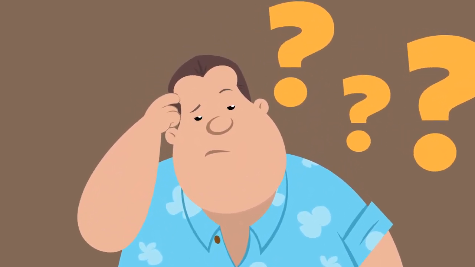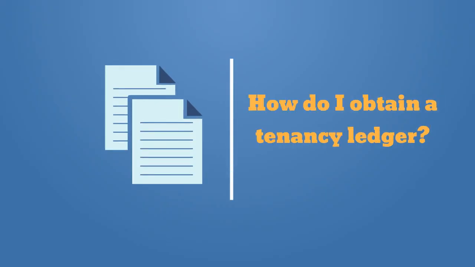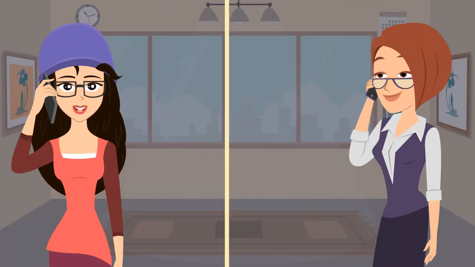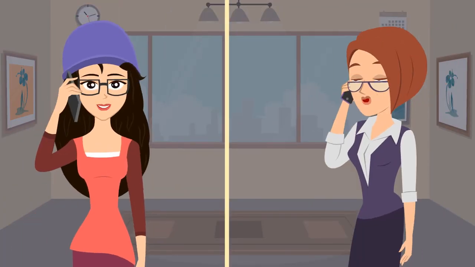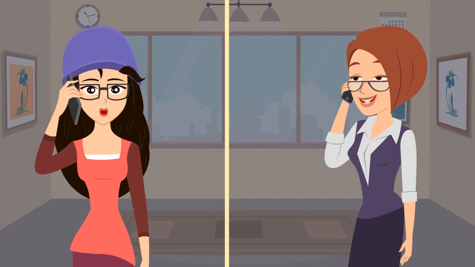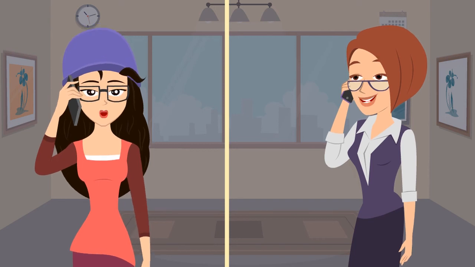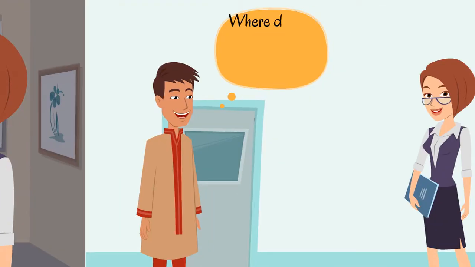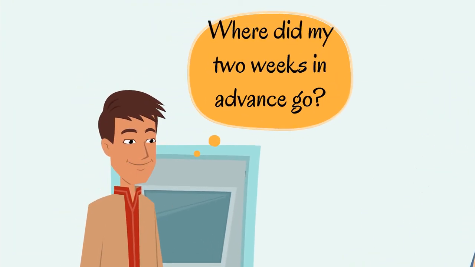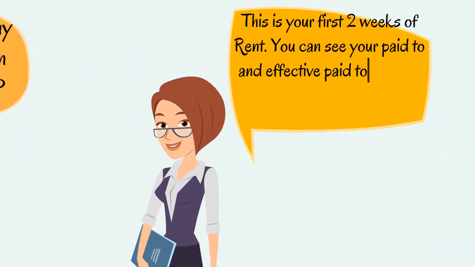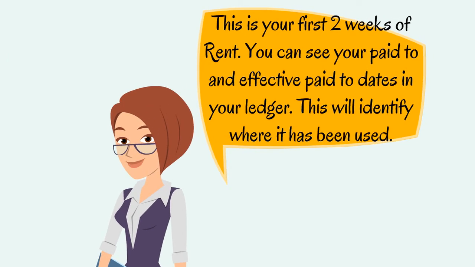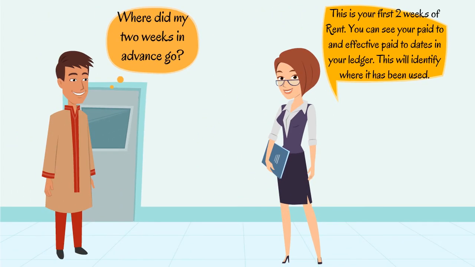Some common questions asked in regards to the tenancy ledger. How do I obtain a tenancy ledger? Please ask one of our friendly staff and we can print, email or post you a copy at any time during or after your tenancy. Where did my 2 weeks in advance go? This is your first 2 weeks of rent. You can see your paid to and effective paid to dates in your ledger. This will identify where it has been used.